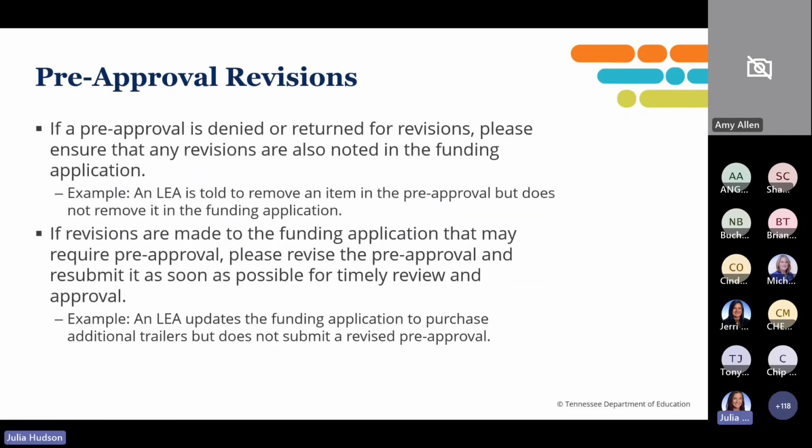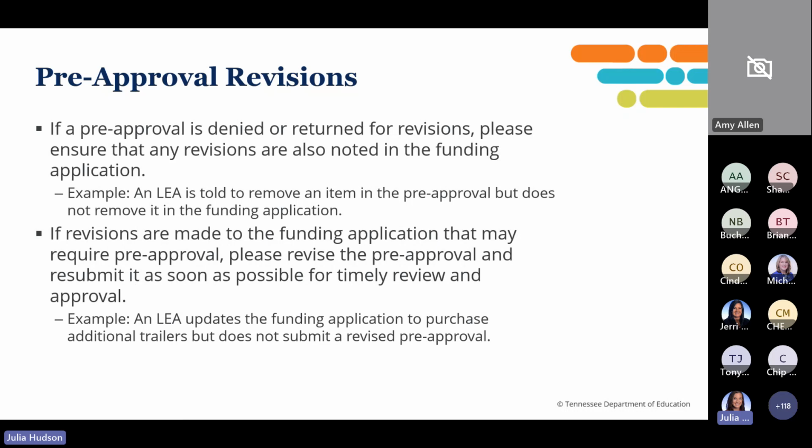If for some reason your pre-approval is denied, if something's not allowable, or if it's returned for some revisions, please make sure that you are also noting any revisions in the funding application. So for example, if we ask for something in the pre-approval to be removed, perhaps it's not allowable, it also needs to be removed in the funding application.